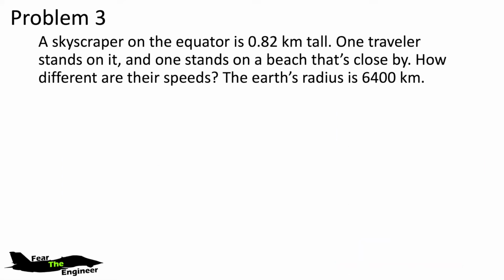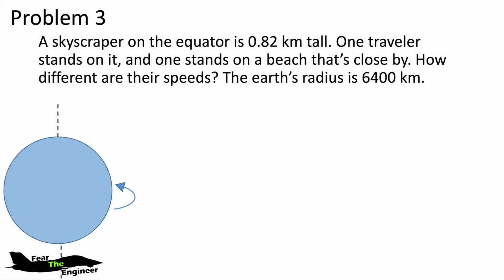Here's problem 3. A skyscraper on the equator is 0.82 kilometers tall. One traveler stands on the skyscraper, and another one stands on a beach that's close by. We want to determine how different their speeds are. The Earth's radius is 6,400 kilometers.